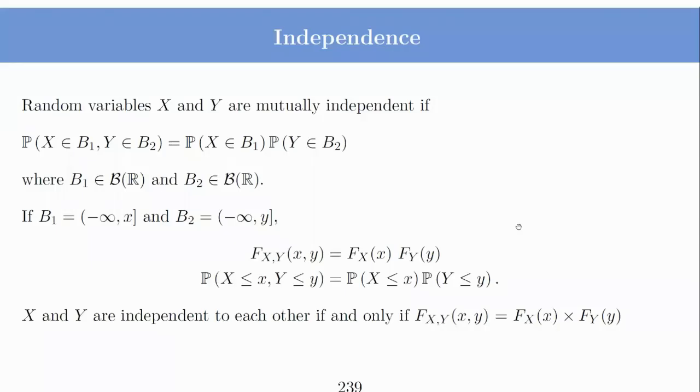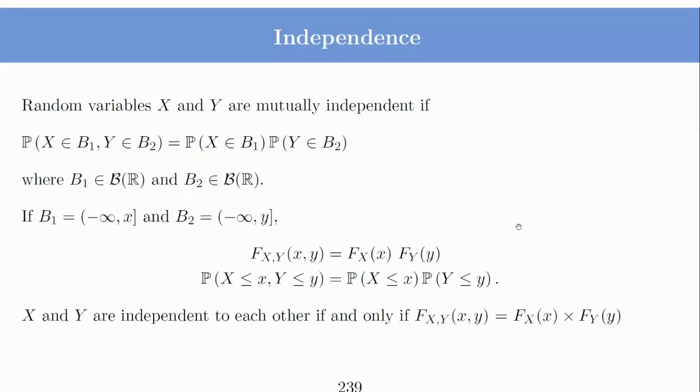So now let us understand what independence of random variables means. Let us take two random variables X and Y. Then they are called independent of each other if for any sets B1 and B2 which are Borel on the real line, the probability that X belongs to B1 and Y belongs to B2 is given by the probability that X belongs to B1 multiplied by the probability that Y belongs to B2.